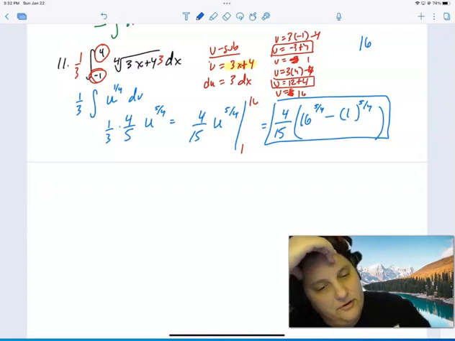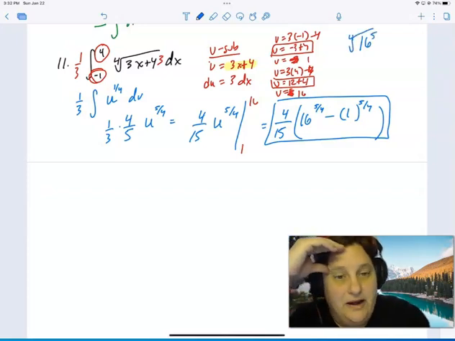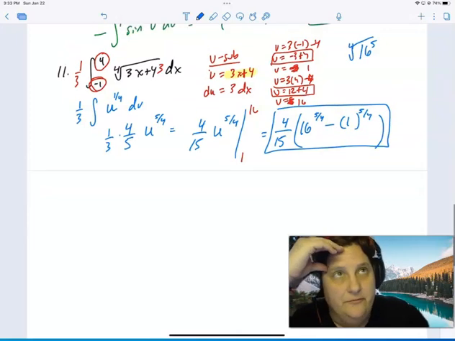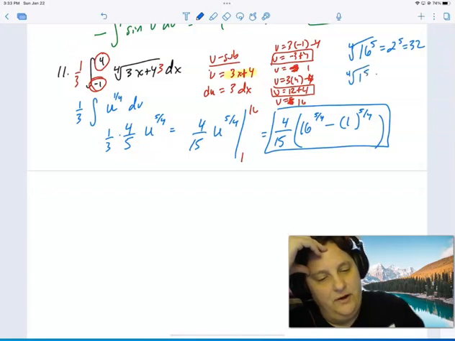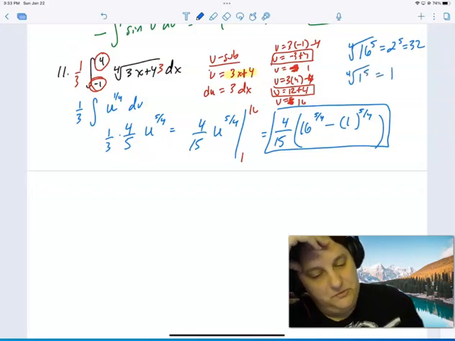16 to the 5/4 is the 4th root to the 5th. Now I happen to know that 16 is a perfect 4th because it's 2 times 2 times 2 times 2. So that's 2 to the 5th, which is 32. And the 4th root of 1 to the 5th, 1 is easy because it's just 1. So that's 32 minus 1.